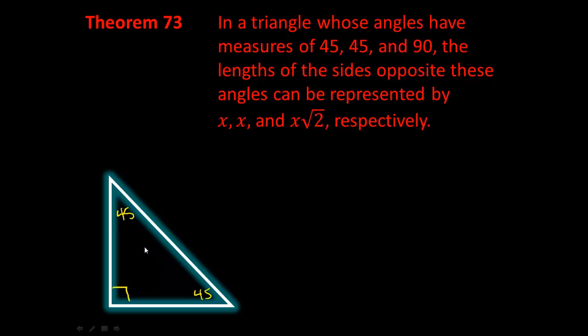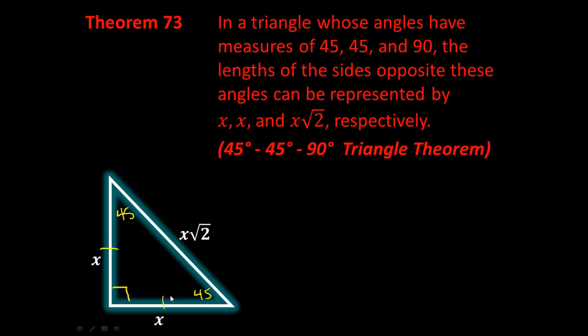Notice that the two base angles, if you want to call them that, have the same measure, which means that this is also an isosceles triangle, which means that this side and that side are congruent. And oh, look at this. That side's measurement is x, and so is that side. It's funny how that works, which leaves x root 2, the biggest side, opposite your right angle. And we can call this the 45, 45, 90 triangle theorem. Again, another type of special triangle.